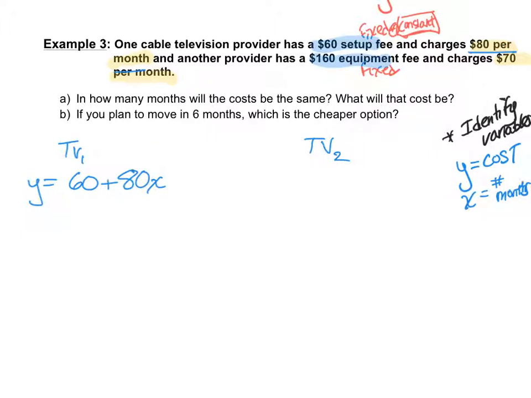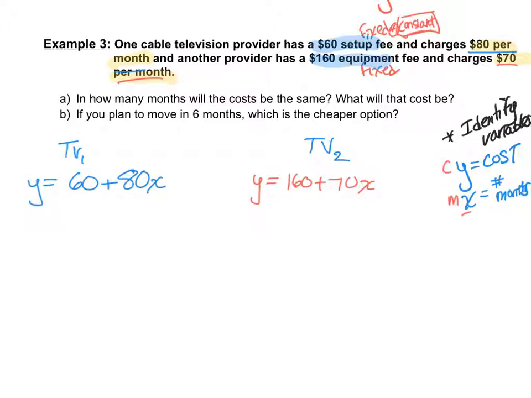Okay, television provider number 2. Your cost is equal to the $160 flat fee or equipment fee plus $70 per month. And we said X is the number of months. Could you have used different letters? Absolutely. You could have said C is for cost, and you could have said M is for months. I always like to keep it as X and Y because I know that these are equations that I'm going to be graphing, because what they're asking me for is based off of X's and Y's. It also makes it easier so that when you look at the equations that you've created, you can see that they're both in y equals mx plus b.